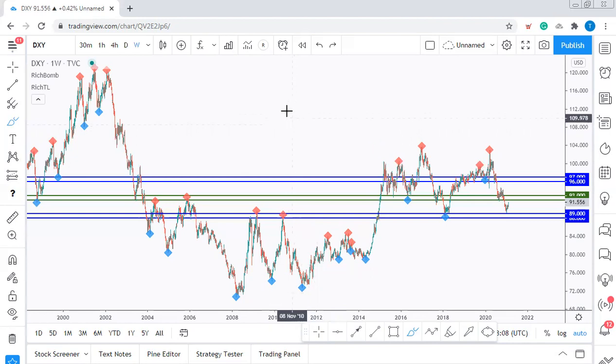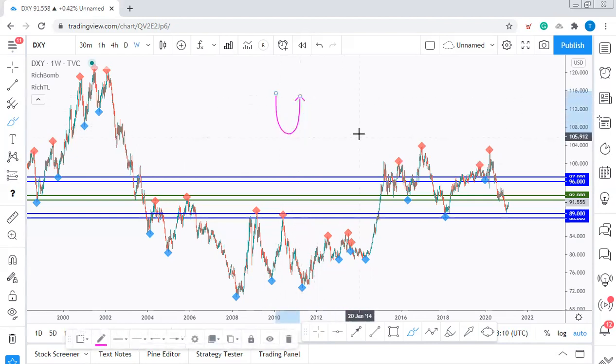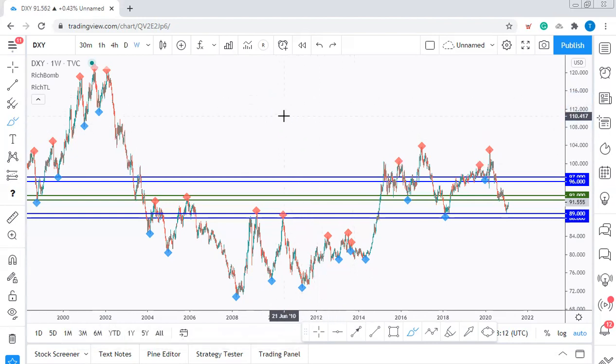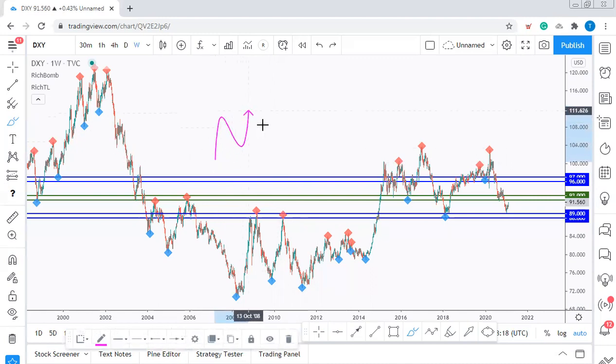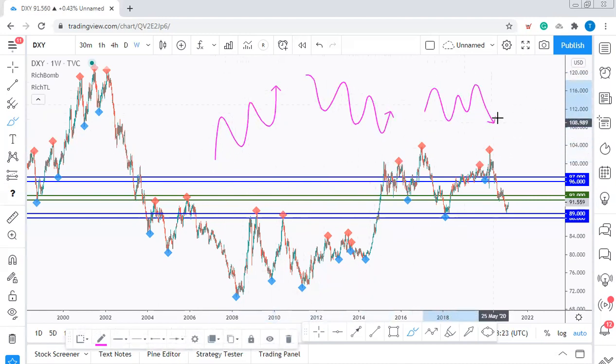Many members asked me about the DXY or the USD index, so here we go. As usual, we'll start with the weekly and daily time frames to know where we stand in the market, if you are overall bullish, if you are overall bearish, or we are stuck inside a range.